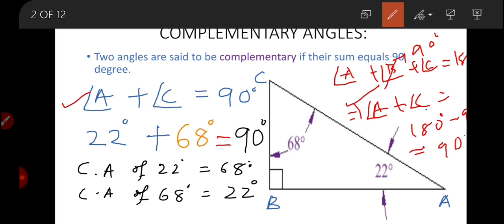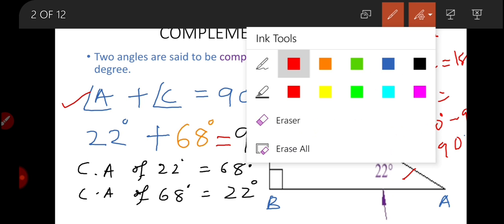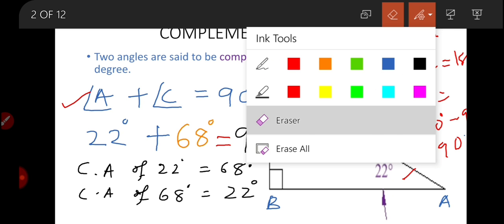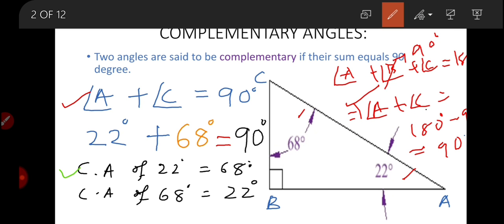Here angle A is equal to 22 degrees, given, and angle C equals 68 degrees. So, 22 degrees plus 68 degrees is equal to 90 degrees. So, 22 degrees and 68 degrees are complementary. The complementary angle of 22 degrees is 68 degrees, and the complementary angle of 68 degrees is 22 degrees. Okay, next.